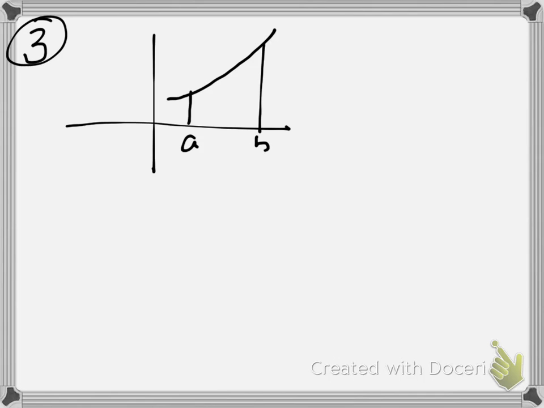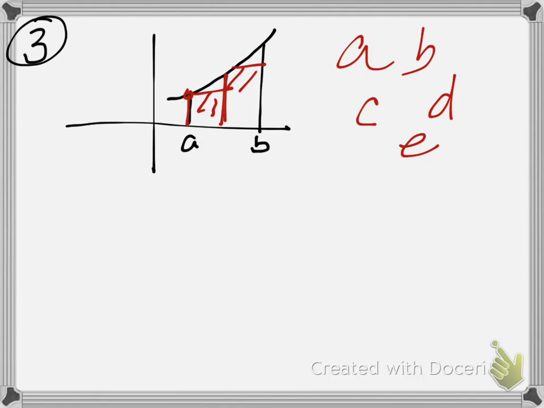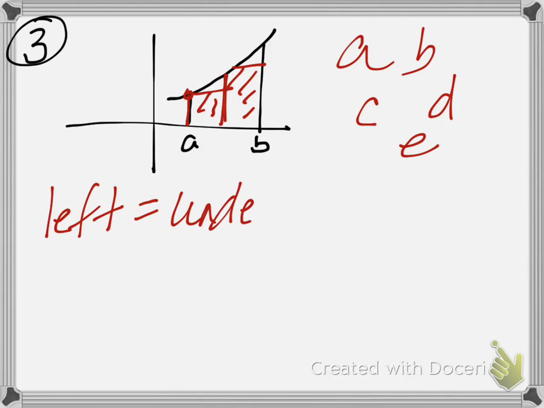A and B. Give it a color. Okay, we have 5 choices. Which is false for this? Let's just do one thing at a time. If we do a left sum, we're going to look like this and like this. So a left is an under approximation. We're going to just have to figure everything out here.